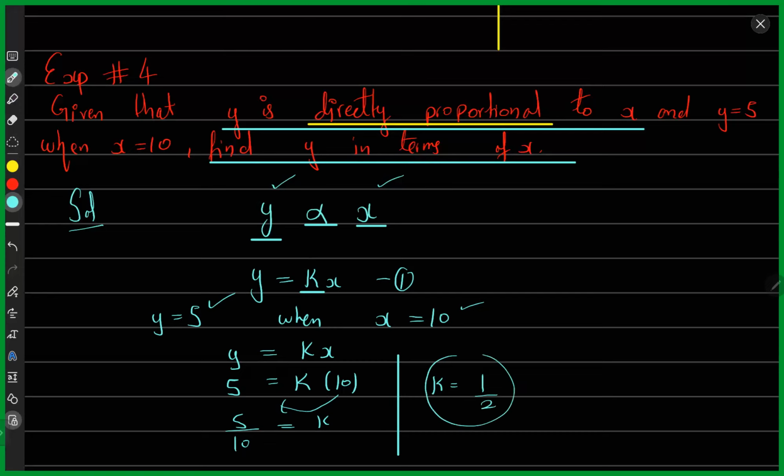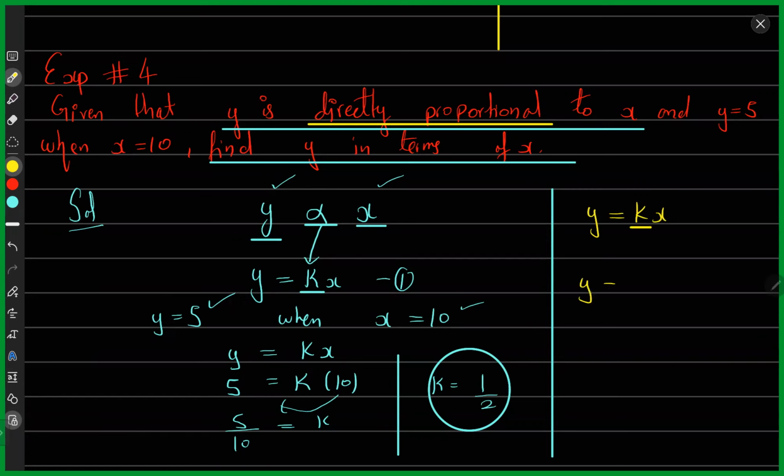K equals 1 by 2 is the value of my constant. This is basically called the proportionality constant because I got this after removing the proportionality sign. Okay. And finally, I am in the position to write down y in terms of x. Y was equal to kx. I don't need k. I need to plug in the value of k. That would be 1 by 2x. So this is going to be the answer because the examiner just said find y in terms of x, and this is how we do it.